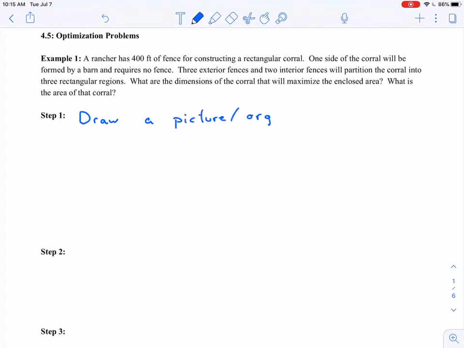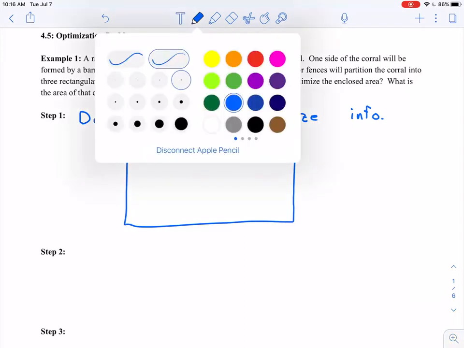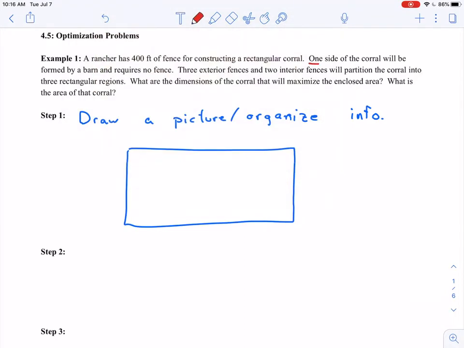and use that picture to help us organize our information. So here I want to build a rectangular corral. And what do I know about this? Well, it tells me one side of the corral will be formed by a barn and requires no fence. So let's say this is the side that the barn is on. I don't need any fencing on this side because here's the barn. So okay, we're off to a good start. Let's see, 3 exterior fences. That's just saying here's 1, 2, 3 exterior fences.